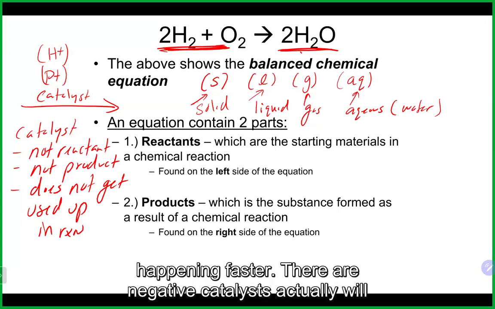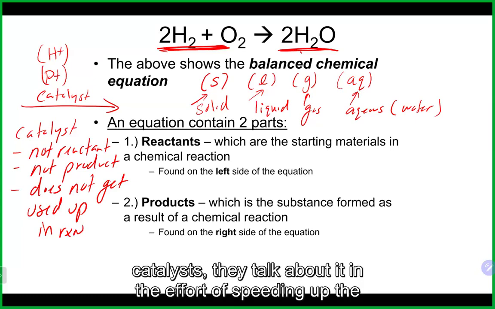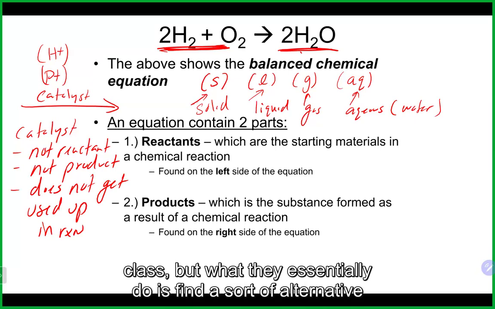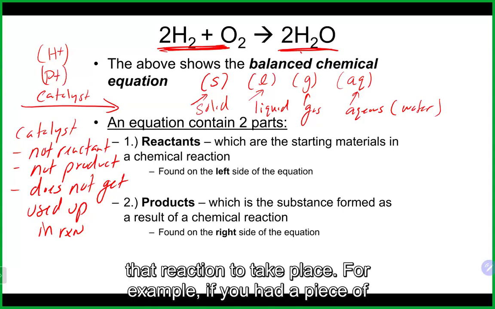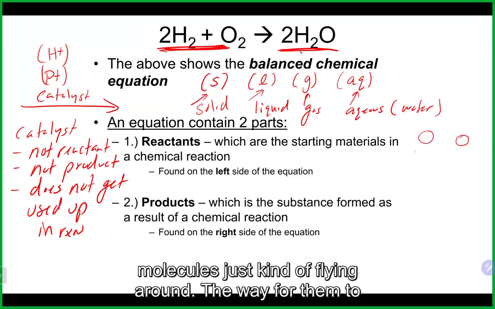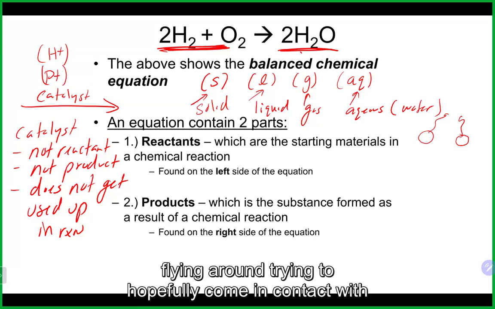There are negative catalysts that actually will slow down reactions, but most of the time when people talk about catalysts, they talk about it in the effort of speeding up the reaction. How they do that is not super important for our class, but what they essentially do is find an alternative pathway, a more efficient pathway in terms of energy, for that reaction to take place. For example, if you had a piece of metal and you didn't use it as a catalyst, but you have these gas molecules just flying around, the way for them to react is they've got to go find each other, right? So they're just flying around trying to hopefully come in contact with each other.